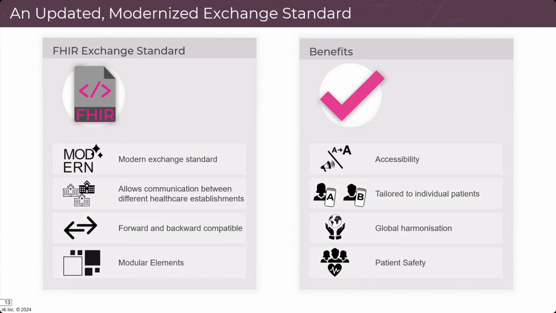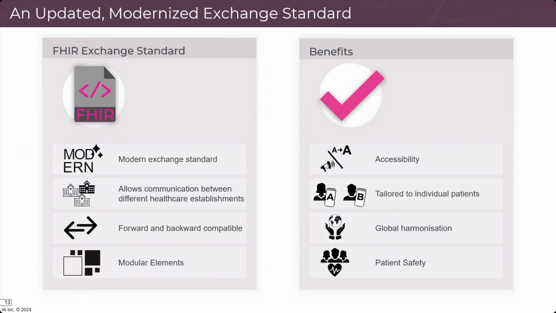HL7 FHIR is a more modern exchange standard. It's modular, forward and backward compatible, and it includes the communication API for data exchange on top of the data and the content. And the number of real-world benefits is vast. One of the benefits is that information can be more accessible to everyone, including those with hearing or vision impairment or those that are neurodivergent.